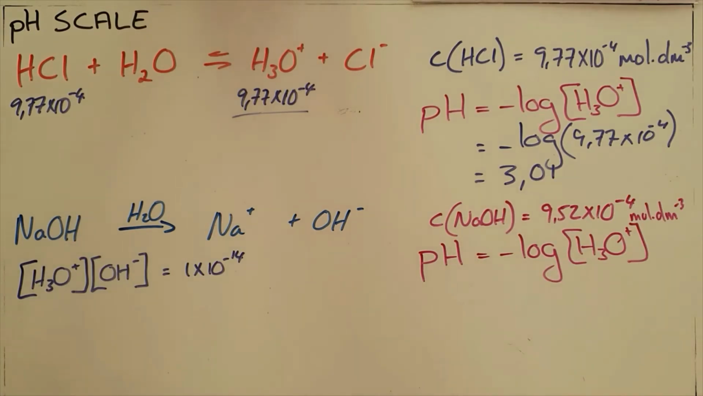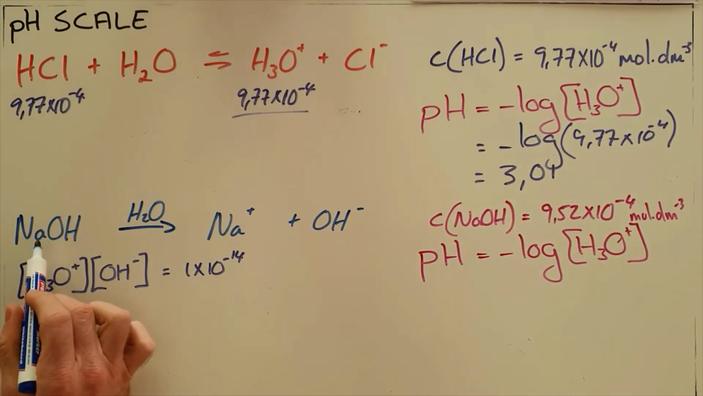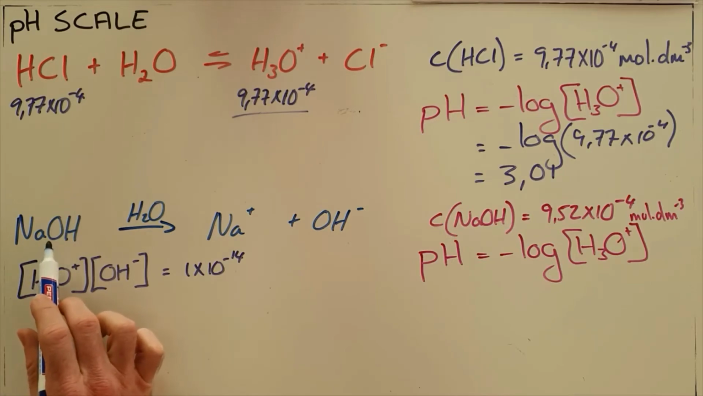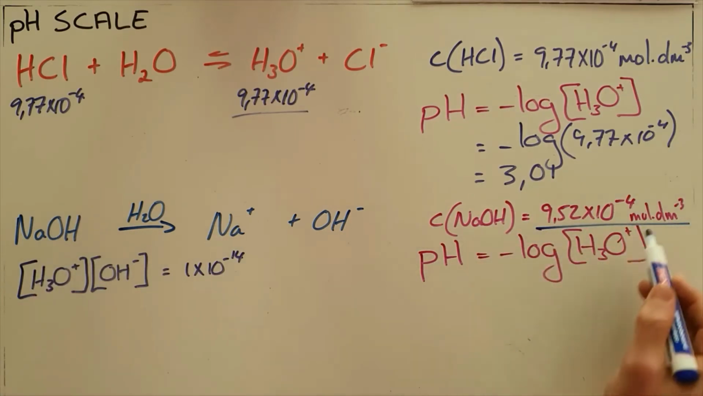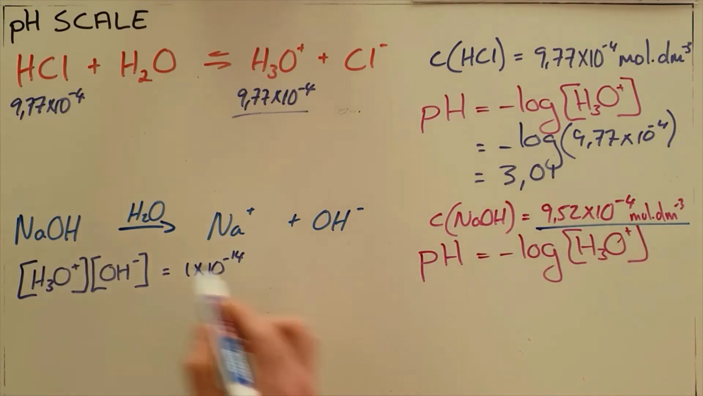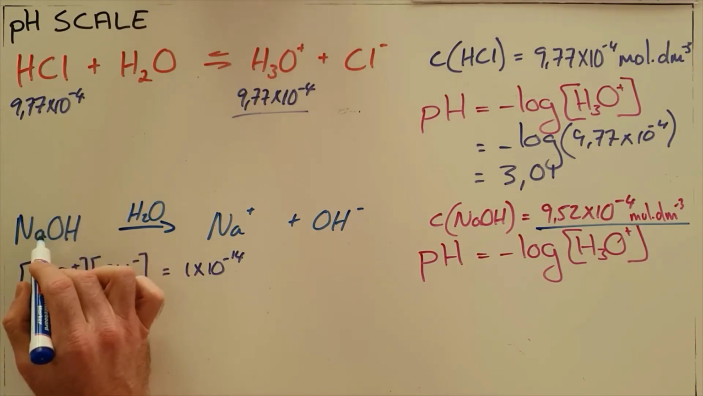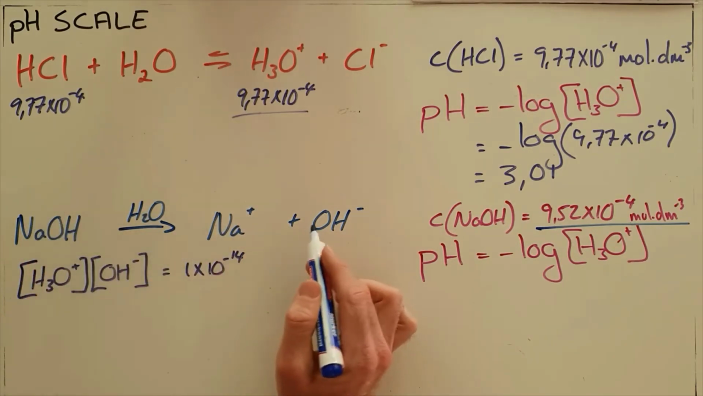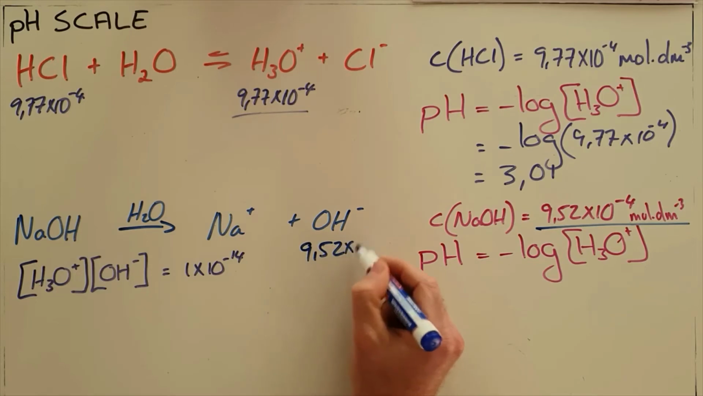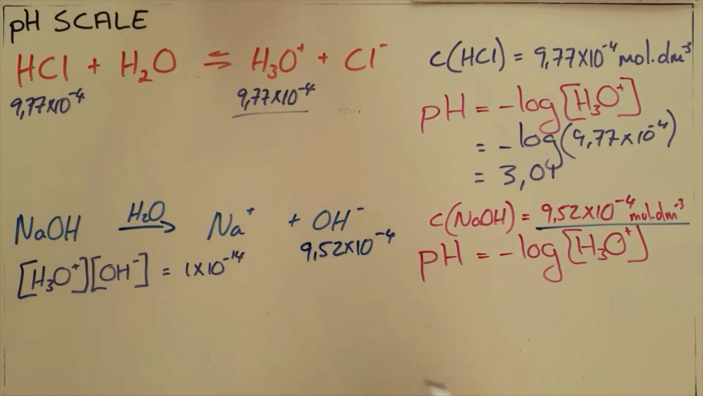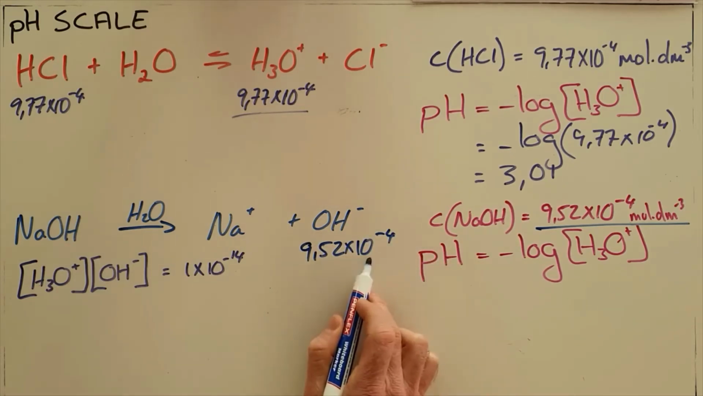The bases are slightly more complicated in that we have a certain amount of sodium hydroxide, which we know is also a strong base, which means that it will dissociate completely in water. So we've been given the concentration of sodium hydroxide. Again, the ratio of sodium hydroxide to hydroxide is 1:1, and it dissociates completely, so we can then safely say that the concentration of hydroxide must then be 9.52 times 10 to the minus 4 moles per cubic decimeter.